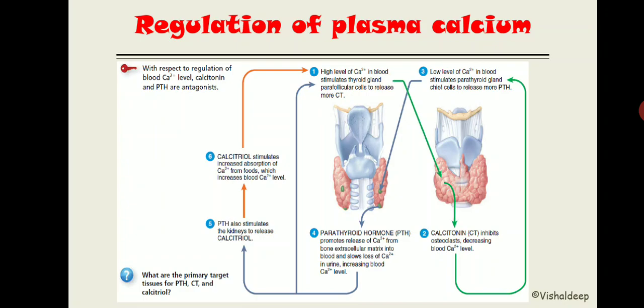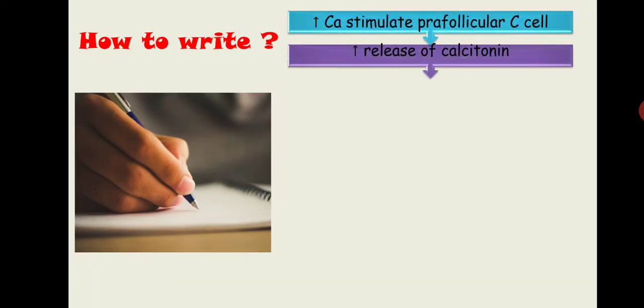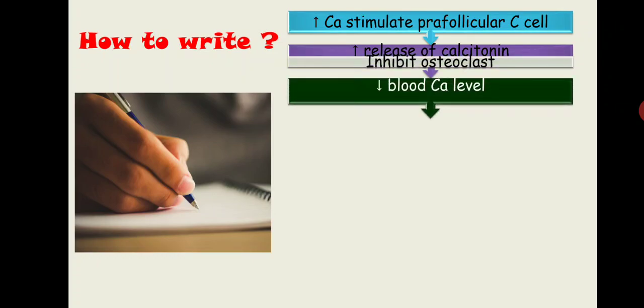Now how to write it down in the exam? The answer is like that. How to write down the regulation of the calcium? So whenever there is increased calcium, that increased calcium will stimulate the parafollicular C cell. It will increase the release of calcitonin, and once the calcitonin is raised, it will inhibit the osteoclast. So ultimately it will lead to decreased blood calcium level.